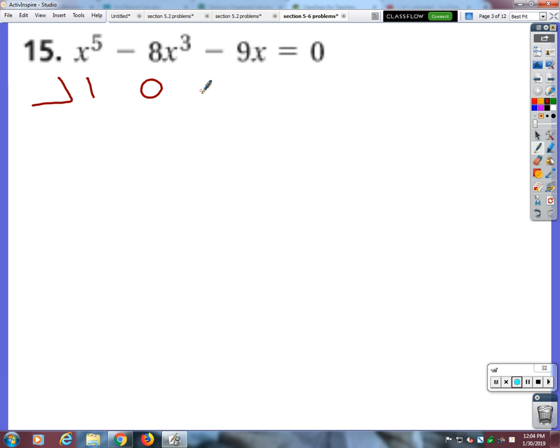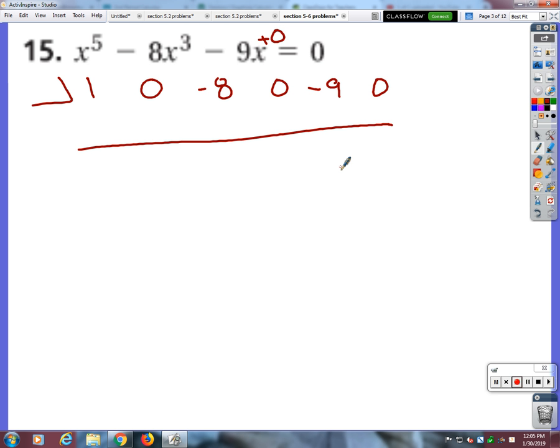Luke, what's next? Negative 8, and then 0, because there's no x squared, and then negative 9, and then guess what? I need another 0 because it's plus 0 on the end. Okay? All right. This is crazy and fun because this is really negative 9x plus 0.